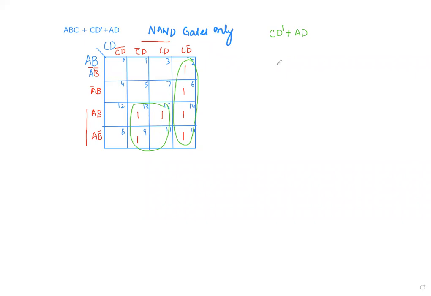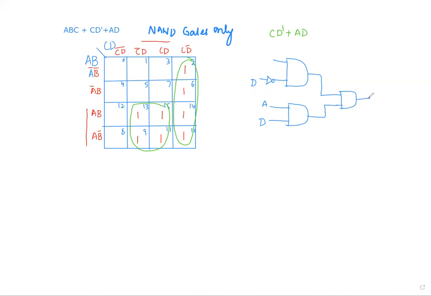Before implementing it with NAND gates, the first thing you're supposed to do is implement it as it is. So this is C and this is D bar, with an AND gate giving CD bar, and next is A and D with another AND gate. So this is the simple implementation.